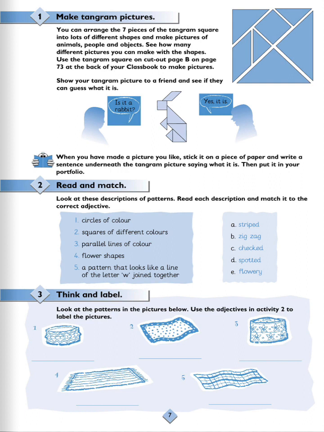Exercise number 1. Make a Tangram picture. You can arrange the 7 pieces of the Tangram square into lots of different shapes and make pictures of animals, people, and objects. See how many different pictures you can make with the shapes.